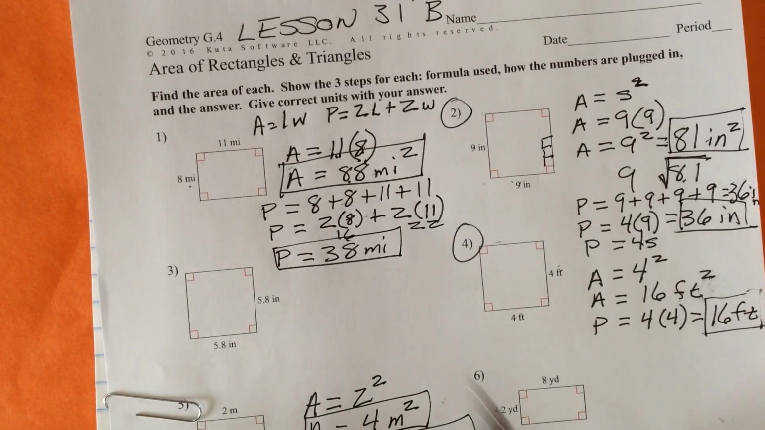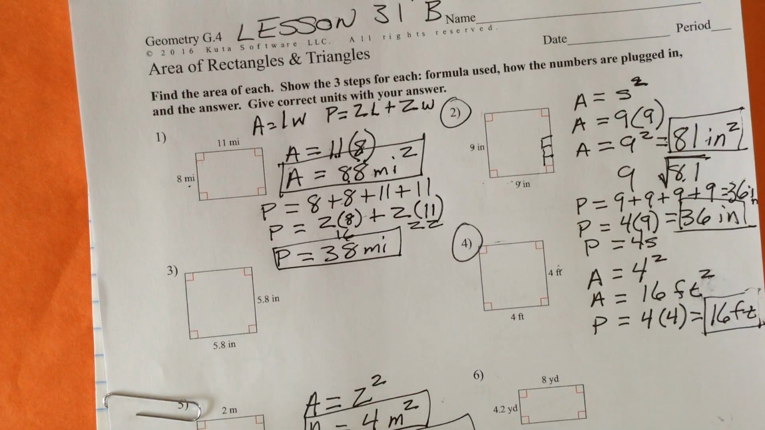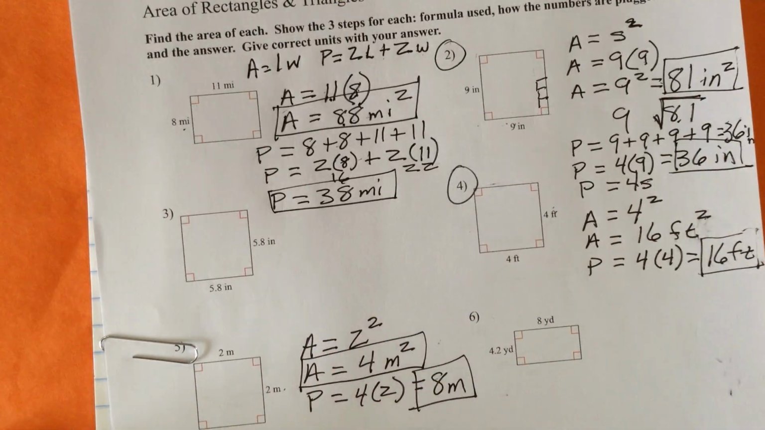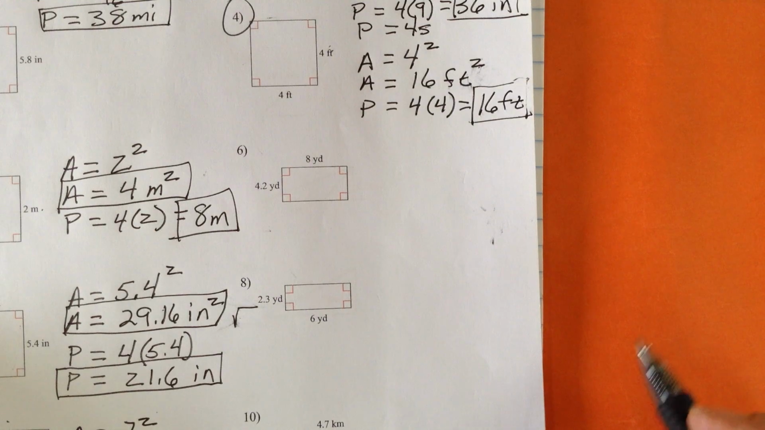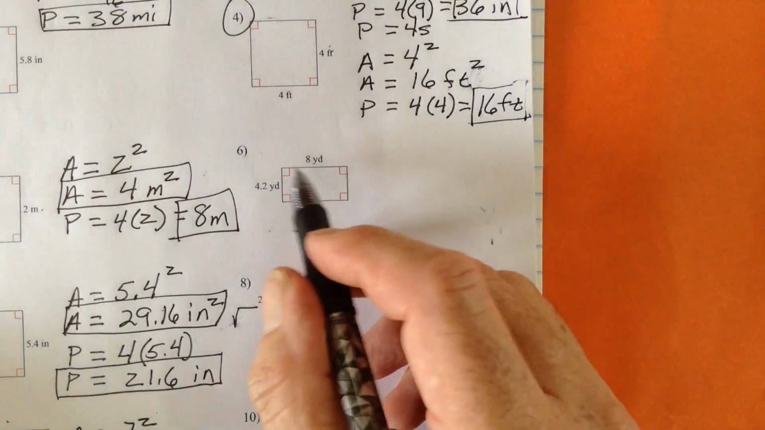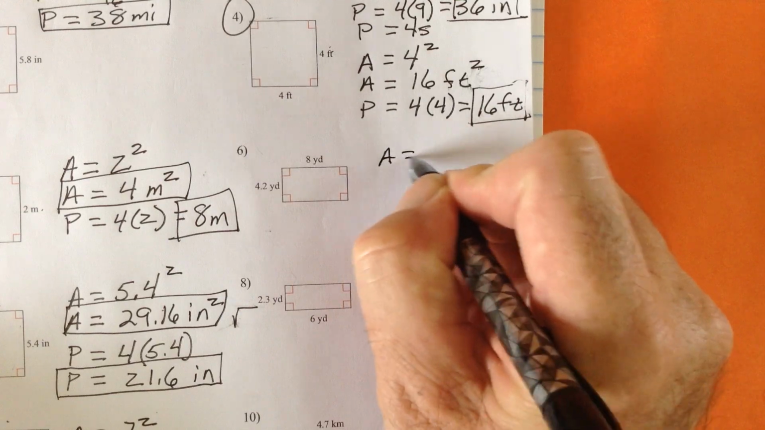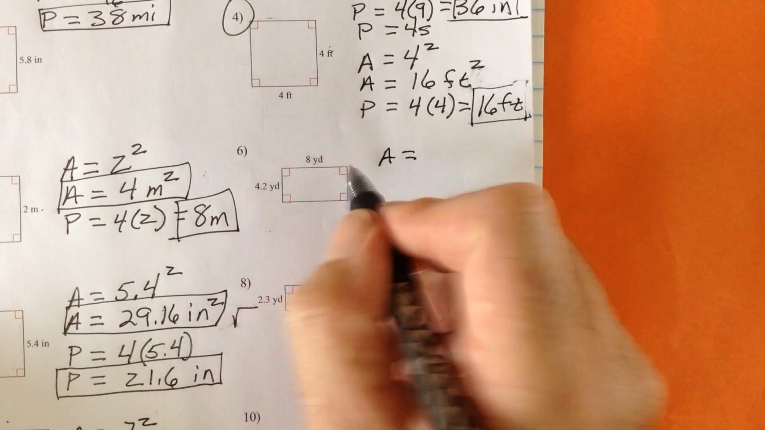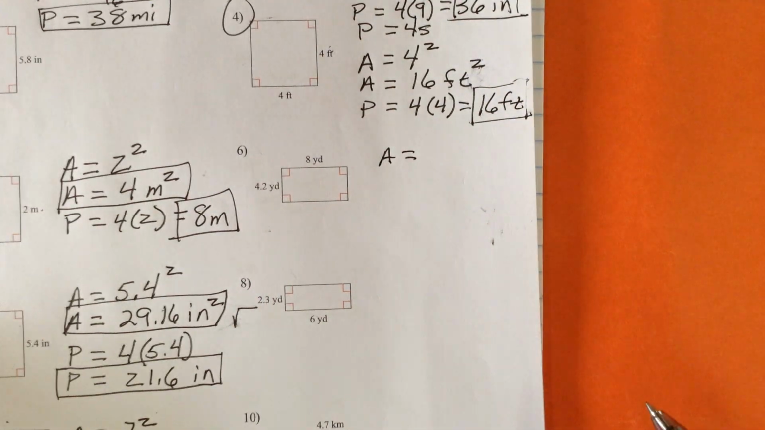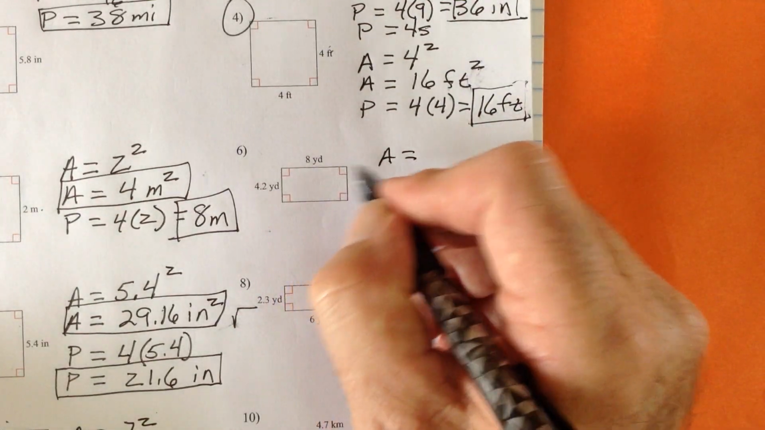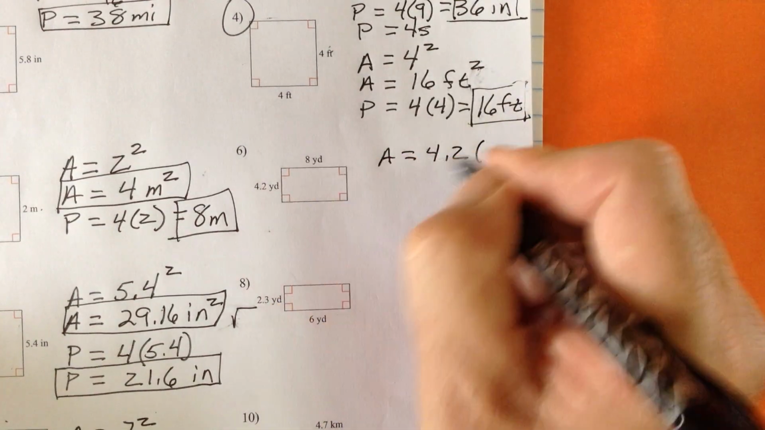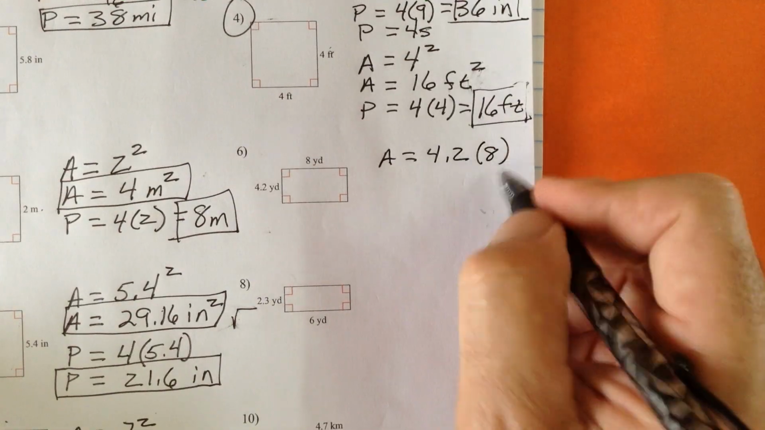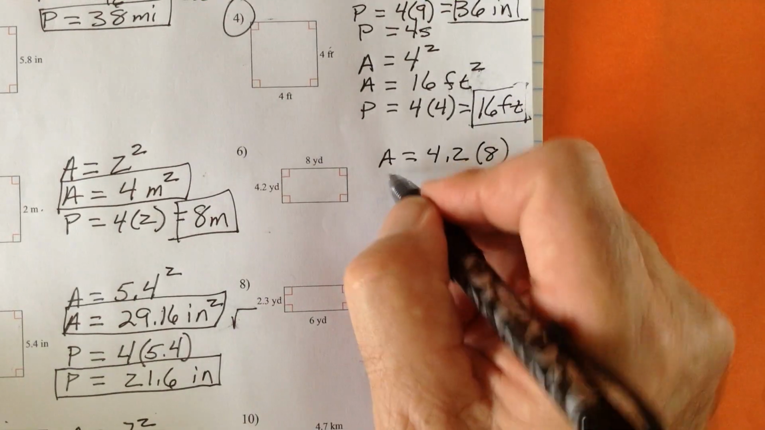Here, number 3, well, there's another square that I missed on the last video. So you can do that one on your own from the last video. But here, number 6 and number 8 and number 9 are more rectangles. So to find the area, you're just taking the length times the width, or the base times the height, which you'll see in some other books. So 4.2 times 8, or you can reverse them, it doesn't matter because it's just two numbers you're multiplying.